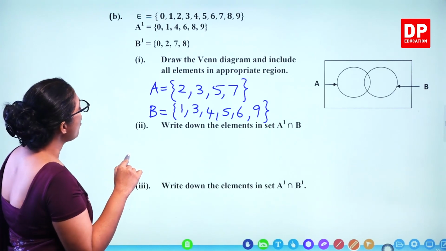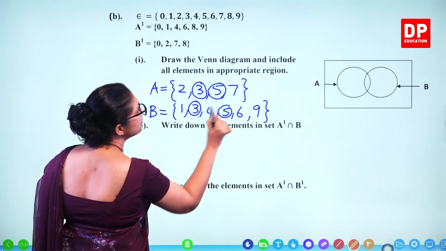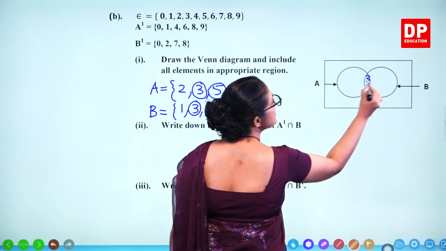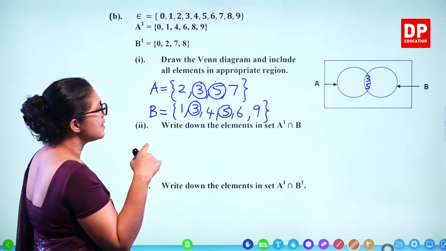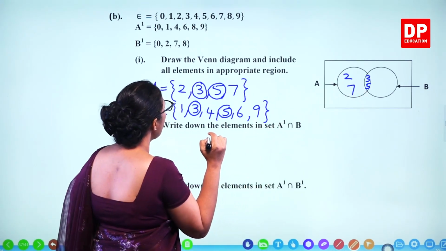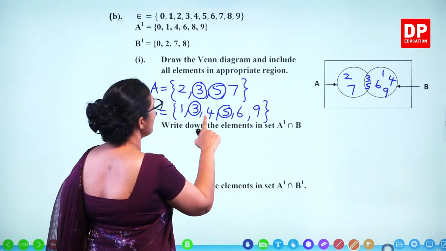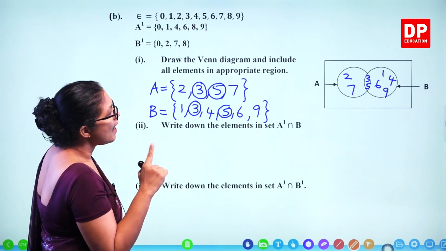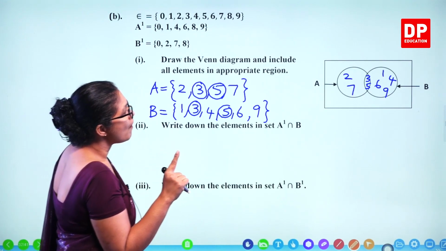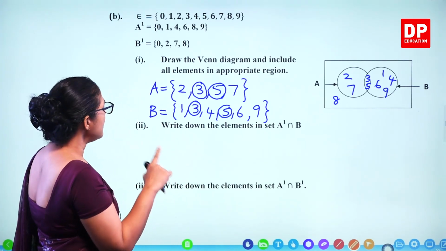Now we can find out common ones. 3 is common, 5 is common, 3 and 5. So that's inside. So 3 and 5 inside. Now we can mark the other ones inside A. 2 and 7 here. And 1, 4, 6, 9 there. Now what are the other numbers outside A and B? 1, 2, 3, 4, 5, 6, 7, 8 is not there. 8, 9. So that's the diagram.